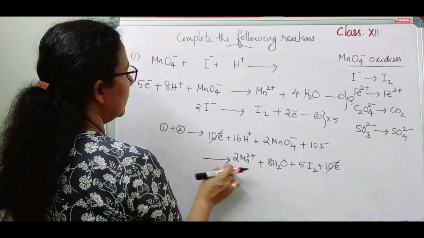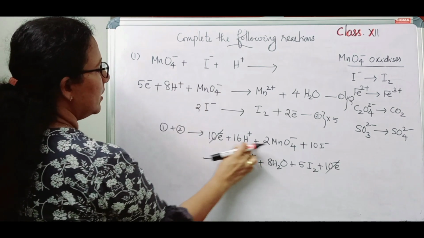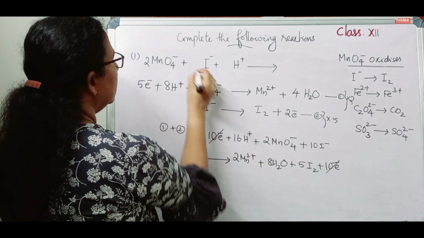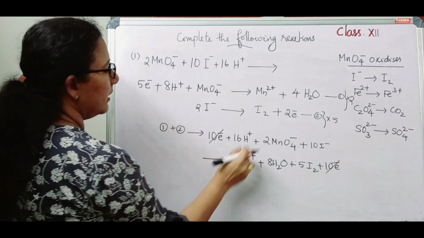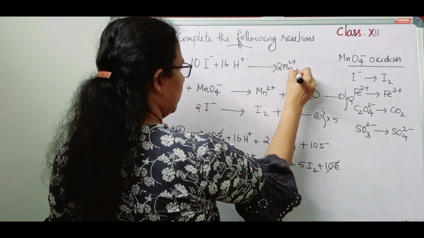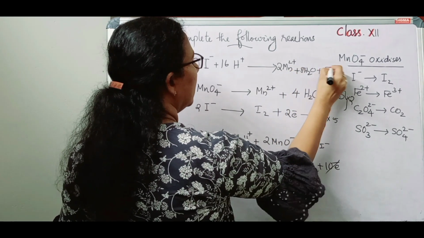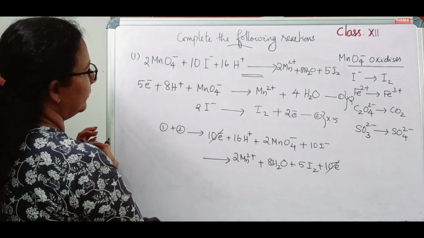So using this equation we can complete our question: 2 MnO4 minus, then 10 I minus, then 16H plus, and the right side is 2 Mn2 plus, 8H2O plus 5I2. So this is the final equation.